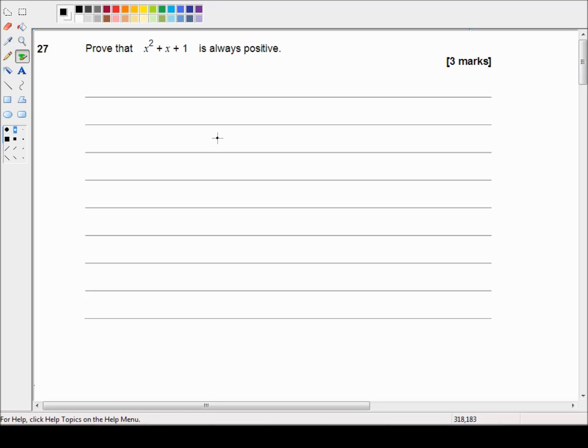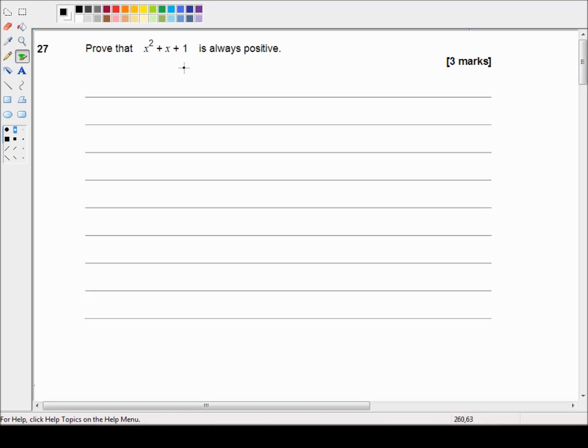In this video we're looking at the June 2017 past papers. This is the third paper in the higher tier. It is a calculator paper, so we are allowed to use calculators. And we're picking up in question 27, which reads, prove that x squared plus x plus 1 is always positive.